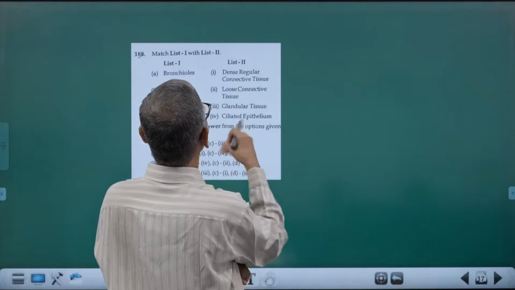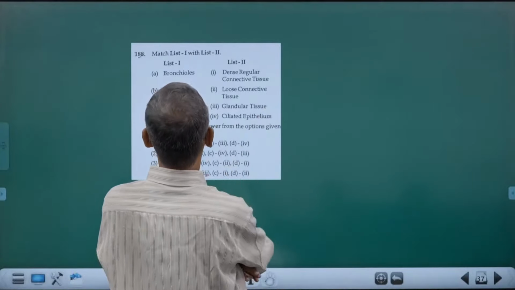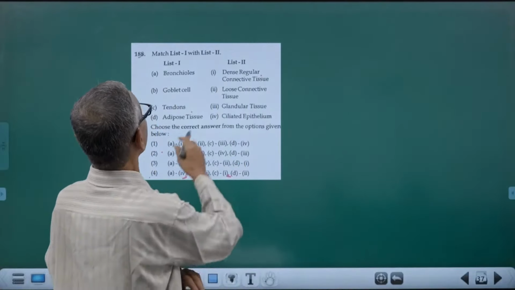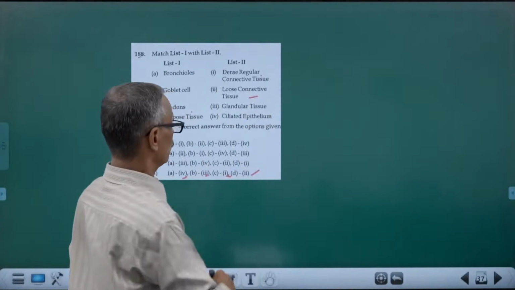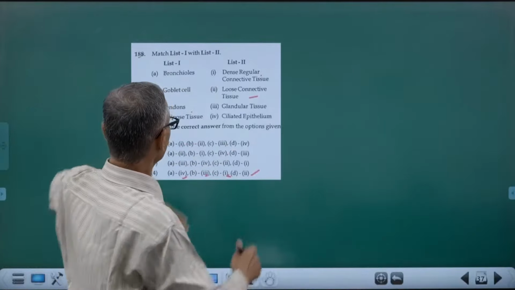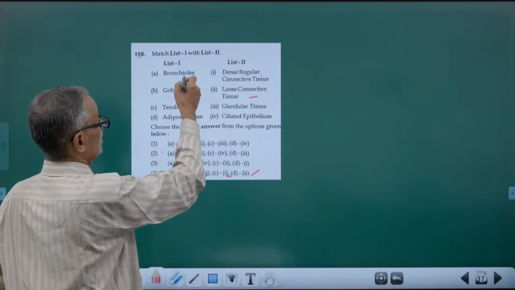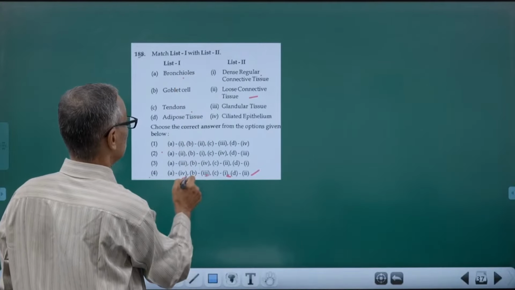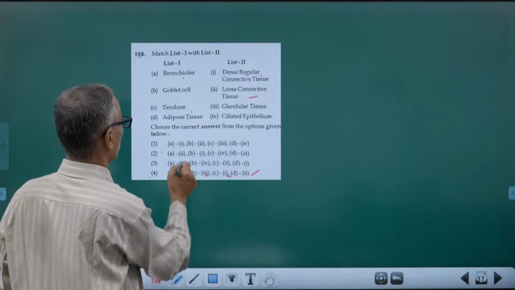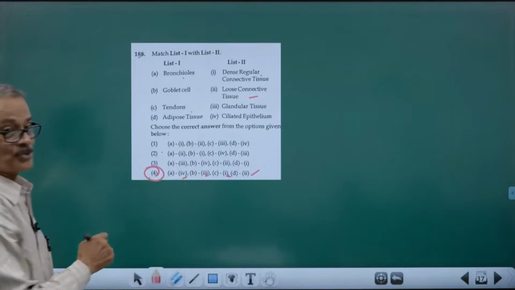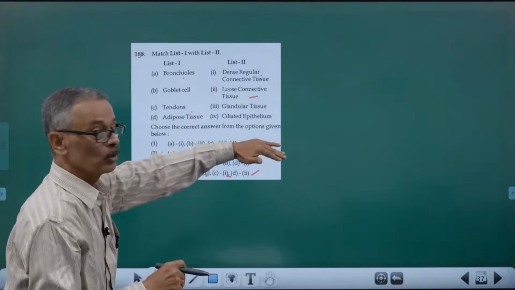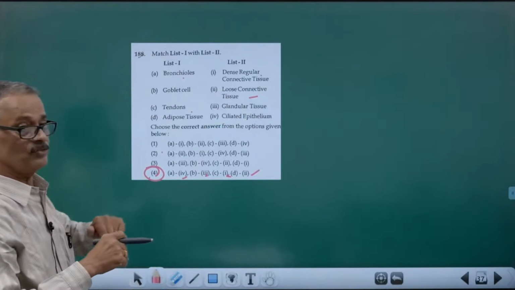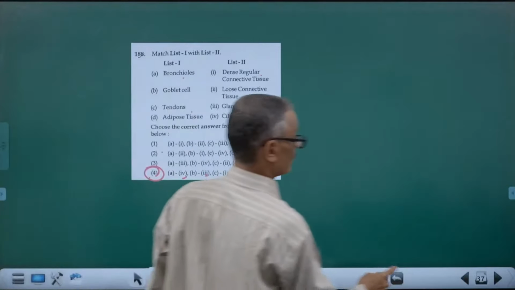Goblet cells, they produce mucus, they are glandular. Tendons are dense regular. And adipose is a loose connective tissue. So, to save time, you should use that technique. Okay. We are having bronchiole, which is having the only correct option 4. 4 is the correct option. So, even if you don't go to the other options, B, C, D and others, you can immediately arrive at the answer.